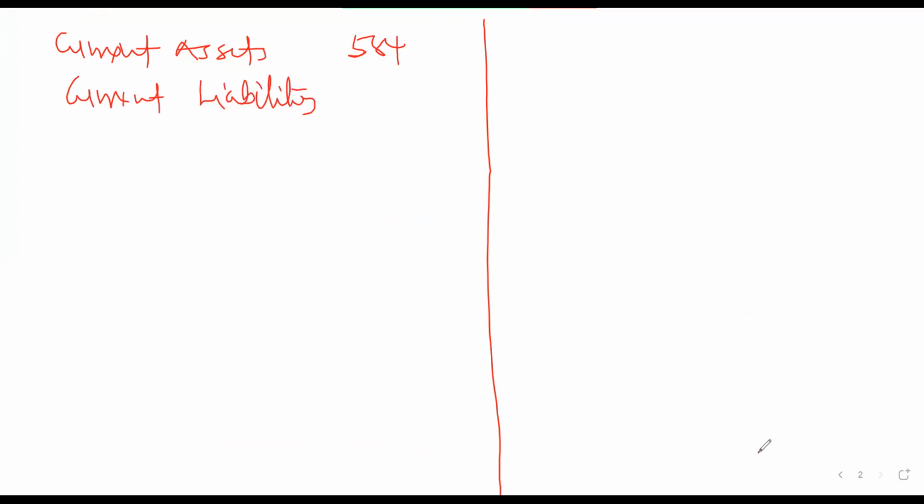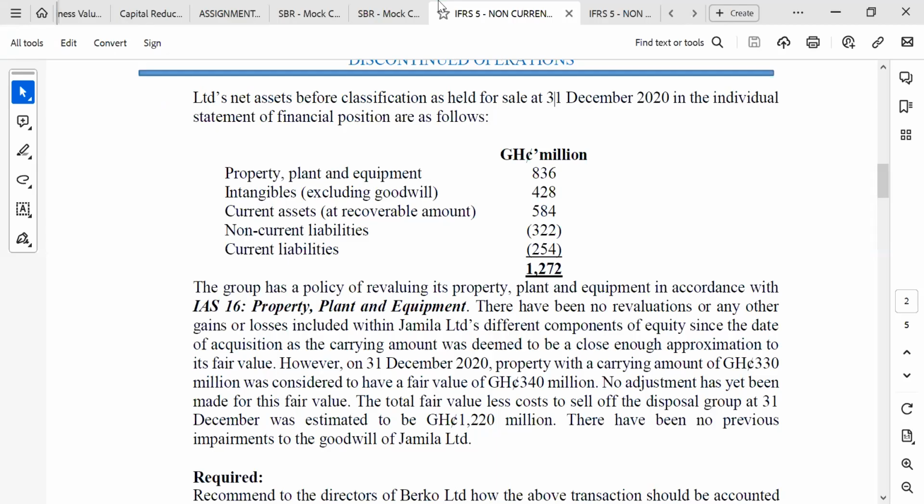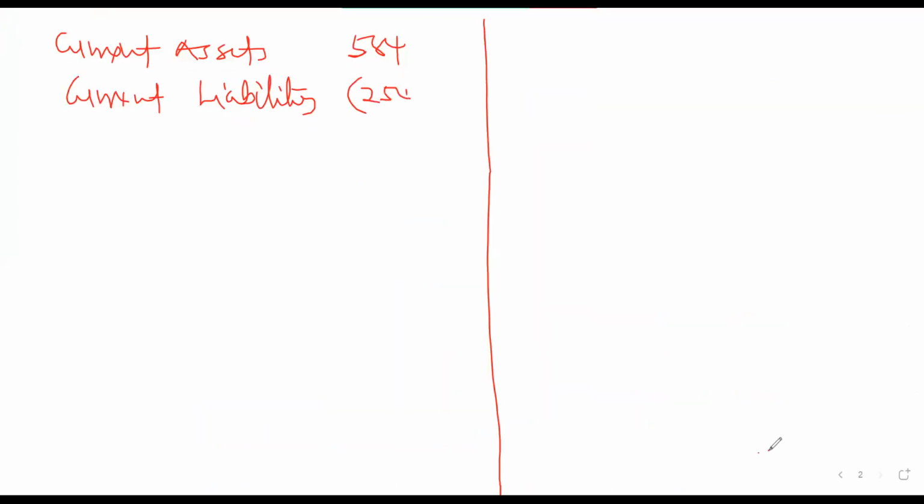What is the value of the current liabilities? 322. Okay, non-current is 322. Current is 254. Okay, so I've taken it. Non-current liability is 322. So what will now be the new current value?